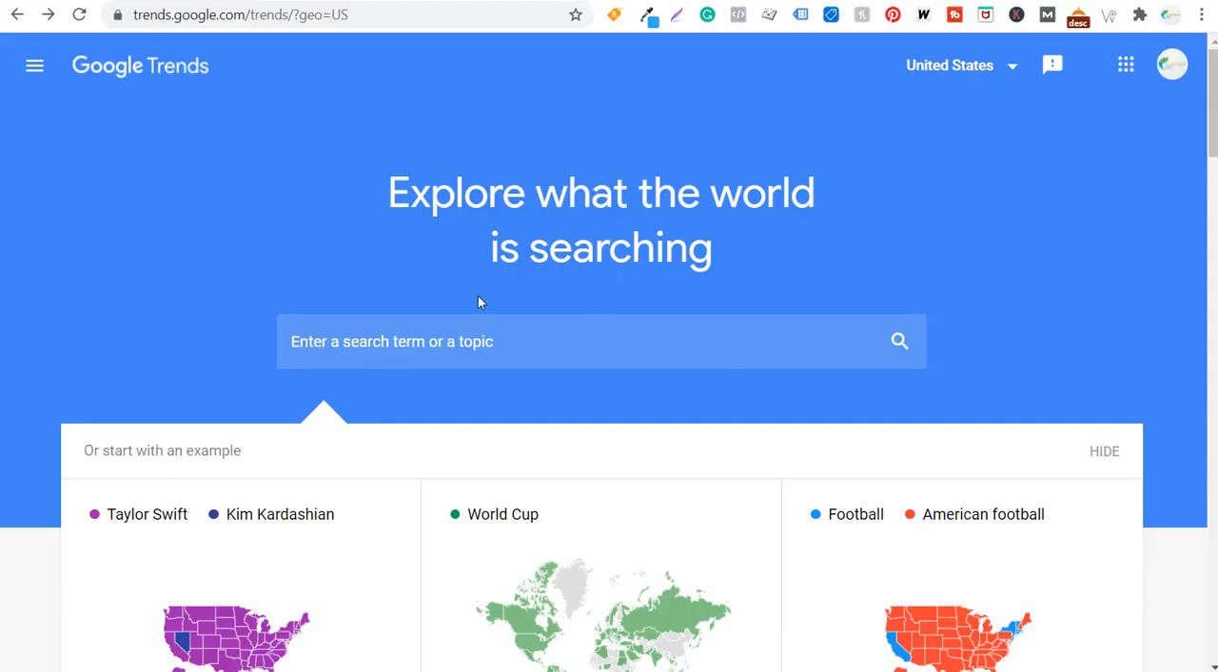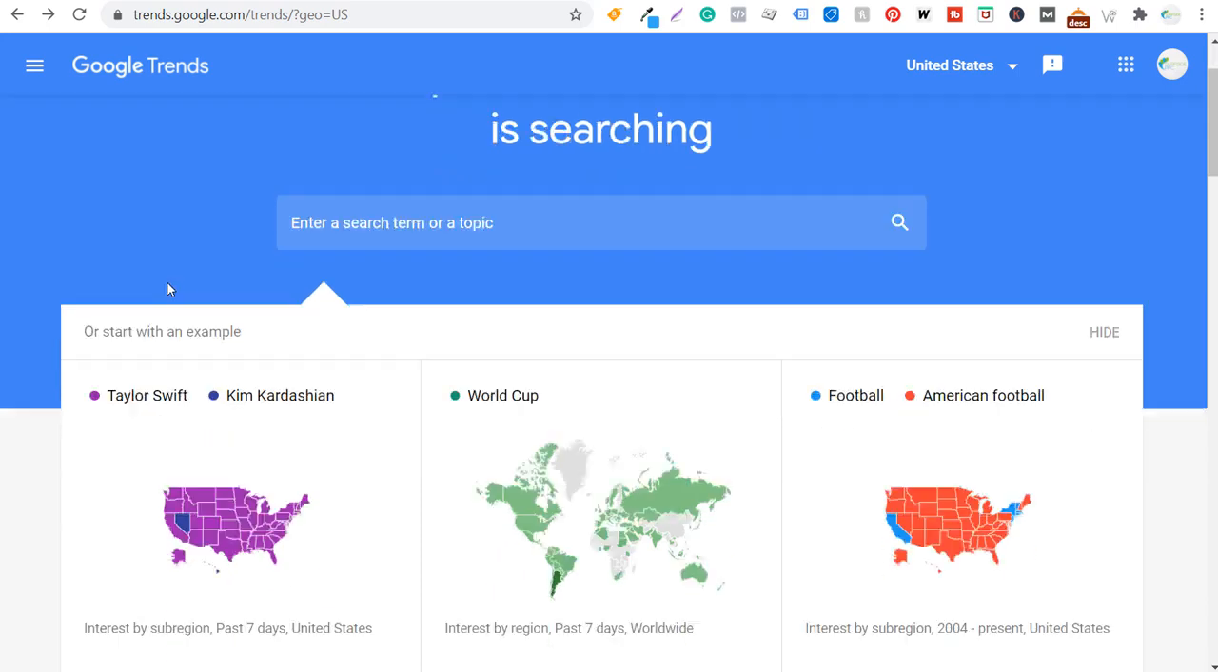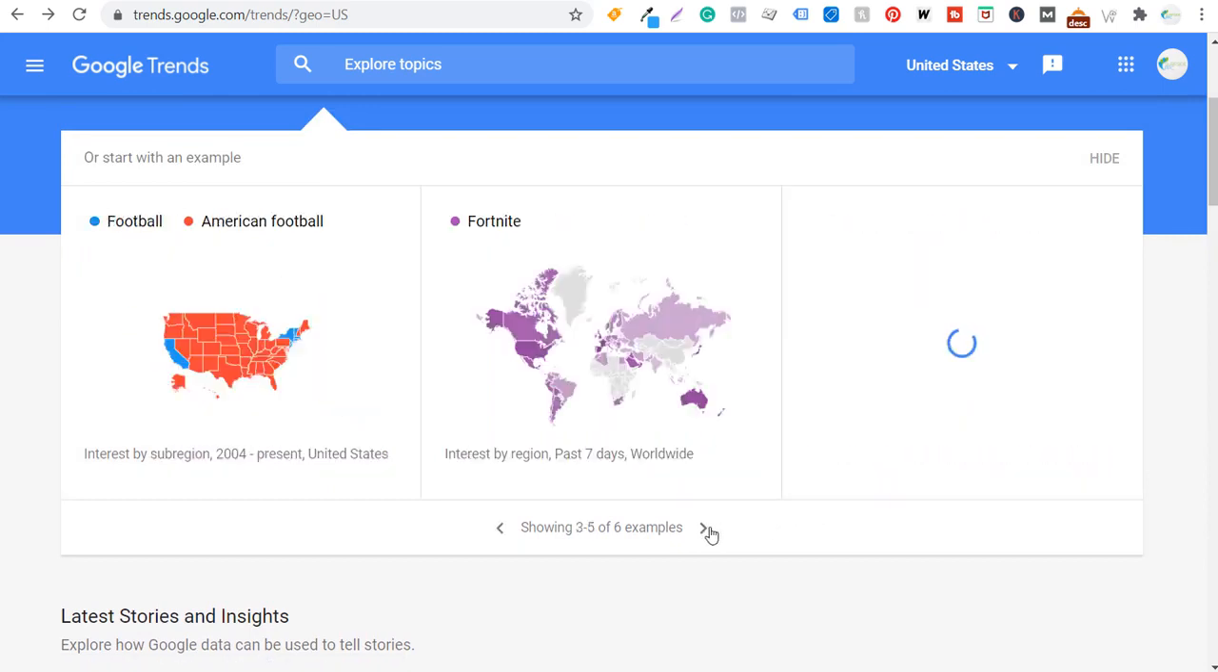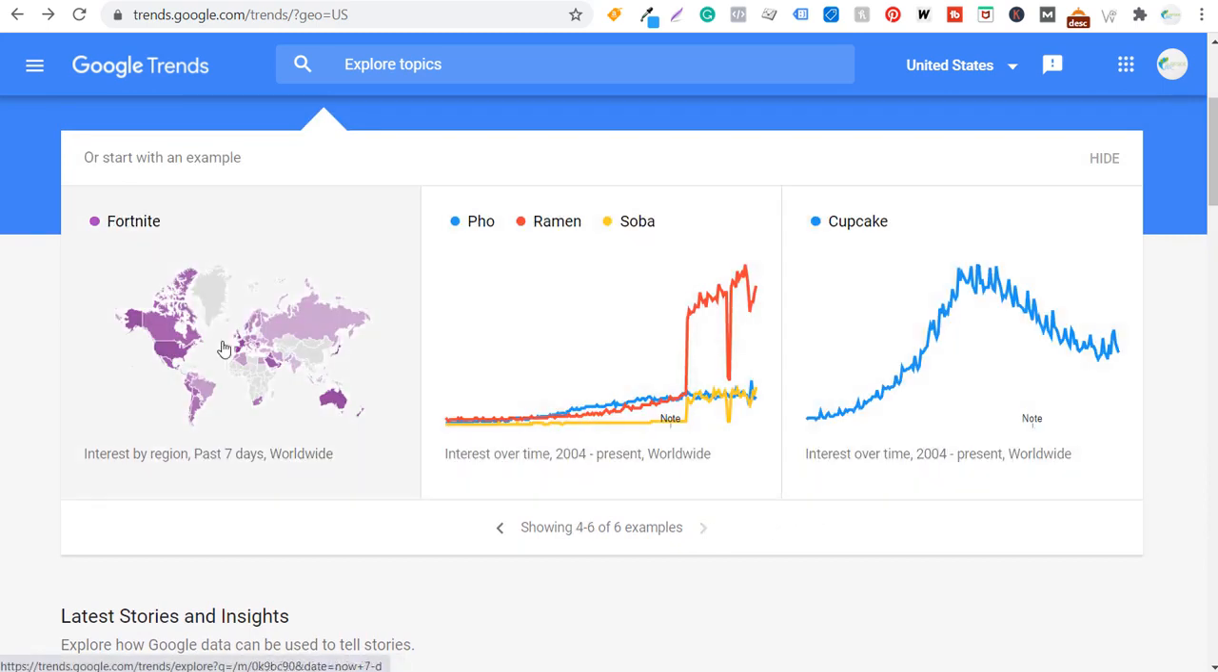So if we come back over and just take a quick look at the homepage, you can see right here, enter a search term or a topic. If we scroll down, they have some examples that you can see. So there's 6 total examples here. So you can just see some of the different things that you can do. You can compare some different search terms and some different topics to see how much they've trended over time. You can find some more information as well, and I'll go through that as the video goes on.